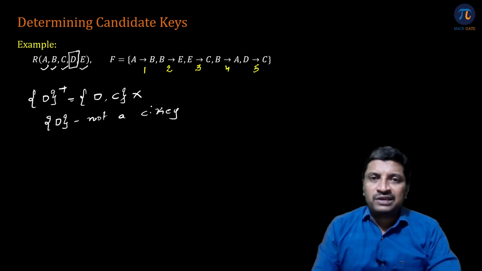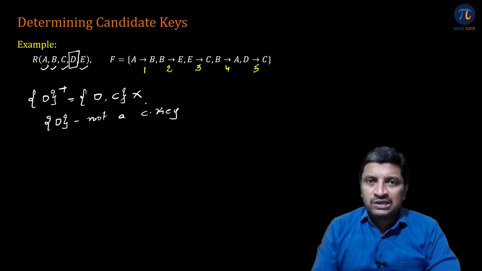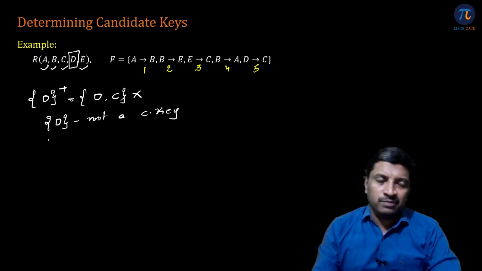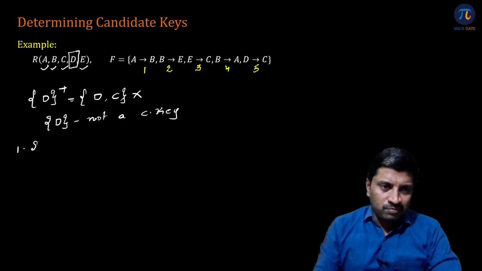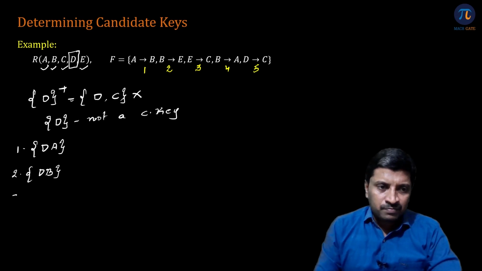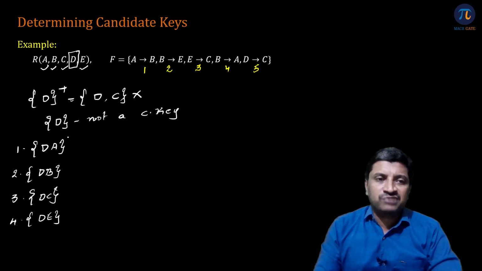So now we consider minimal sets of attributes which include the attribute D. What is the first one, sir? I can consider D comma A, and D comma B, D comma C, D comma E. Let us find the closures of these sets.